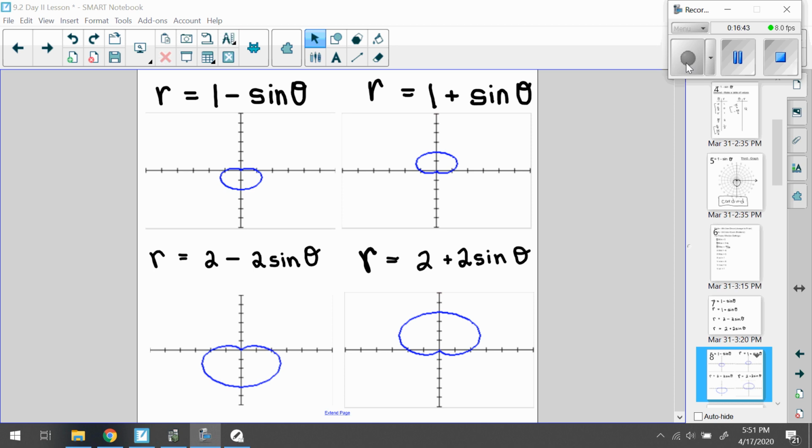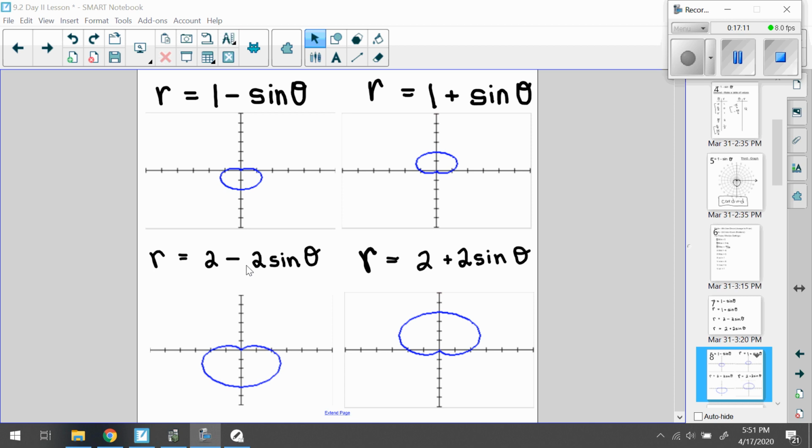And some things that I would maybe point out or notice here is that whenever it's minus sine theta, the cardioid is mostly below the x-axis, but when it's plus sine theta, most of the graph is above. And you'll notice that trend stays true for these as well. So when there is a minus here, it's going to be mostly below the x-axis. And when we have a plus, again, it kind of flips and it's mostly above.